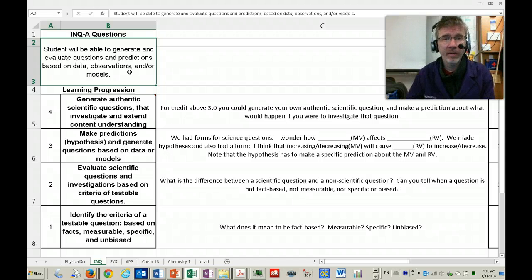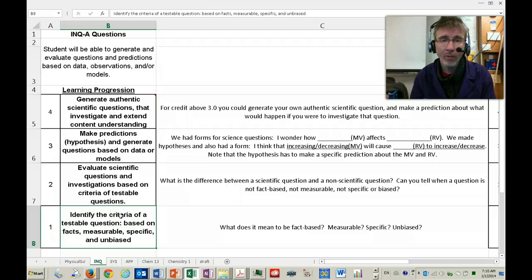So let's talk about the learning progression. For level 1, for a 1.0 score, you need to basically identify the criteria that we can apply to a scientific question. So what does it mean to be fact-based? What does it mean to be measurable, specific, unbiased? All those things are either a good scientific question or a bad scientific question.